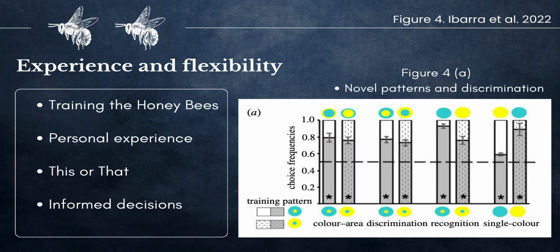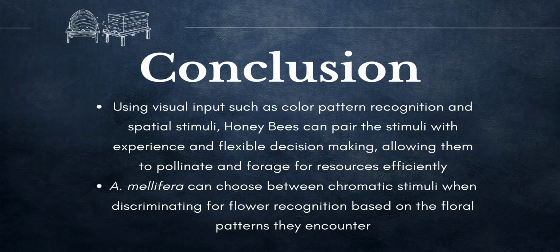This flexibility in flower recognition suggests that bees are able to prioritize certain chromatic stimuli over others, which can influence how they respond to both familiar and novel patterns in flowers. Using visual input such as color pattern recognition and spatial stimuli, honeybees are able to pair the stimuli with experience and flexible decision making, allowing them to pollinate and forage for resources efficiently. Through the final experiment, it was also shown that Apis mellifera can choose between chromatic stimuli when discriminating for flower recognition based on the floral patterns they encounter.